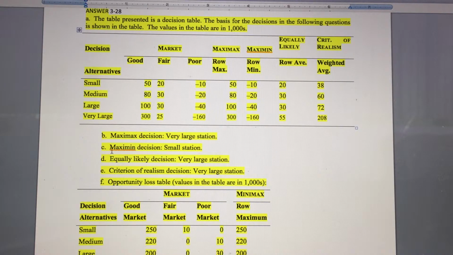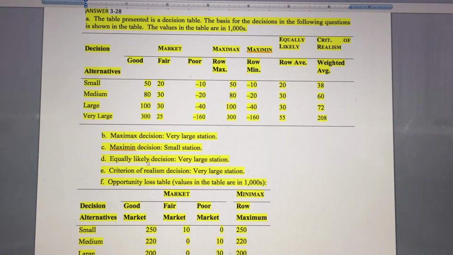And in order to work out the maximum among the minimum values, the highest among the minimum values is negative 10. So therefore, the value for the maximin is negative 10, with a decision alternative of a small facility. All these are minimum values, the highest among them is negative 10, and we go with a small facility.